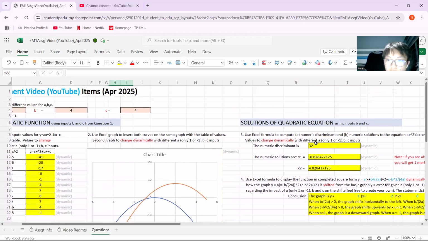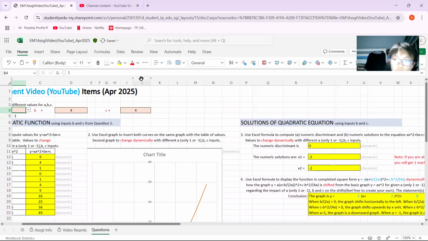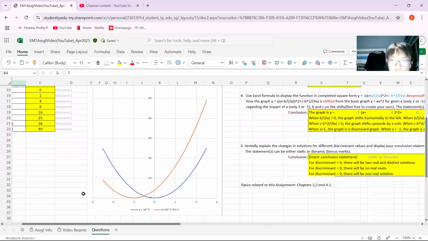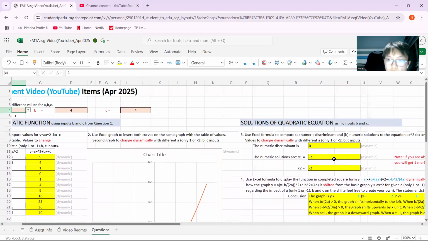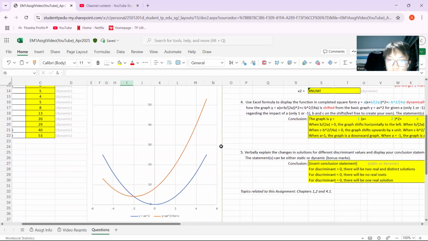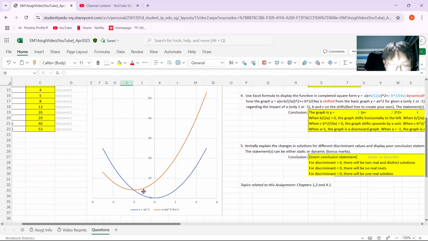And when the discriminant value is 0, we get only one intersection point, equal to one solution, and hence there's only one real root. And when the discriminant value is a negative number, we get no solutions because there are no intersection points on the x-axis, hence there are no real roots.